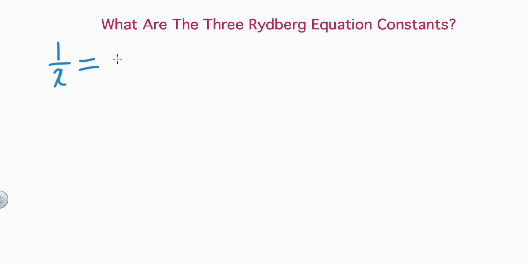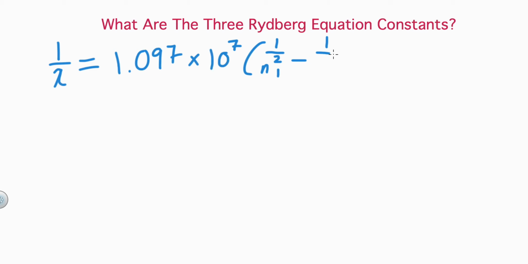So, the wavelength constant is 1.097 times 10 to the power of 7, parentheses 1 over n squared over 1. That 2 over 1, honestly, there shouldn't be a little, that's just 2 divided by 1. This is n squared, first term squared, minus 1 over n 2 over 2. So, this is the first equation. This you have to memorize.